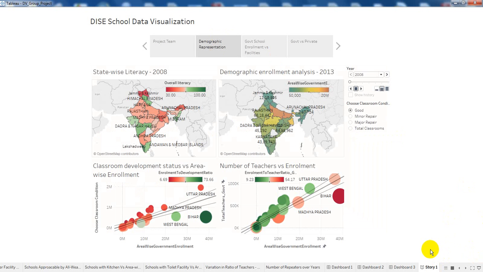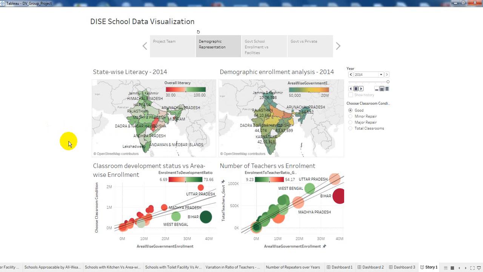So in the first one, we are looking into the state-wise literacy, where we can see most of the states are represented in red, which means that in 2008, the overall literacy was less than 65%. Once we move along the years, we can see that the states are changing their color to green, which means that the literacy rate in India is increasing. And most of the states are above 65% of literacy, apart from a few states such as Chhattisgarh, Odisha, Bihar and Tripura, for which the literacy rate is still below 65%.